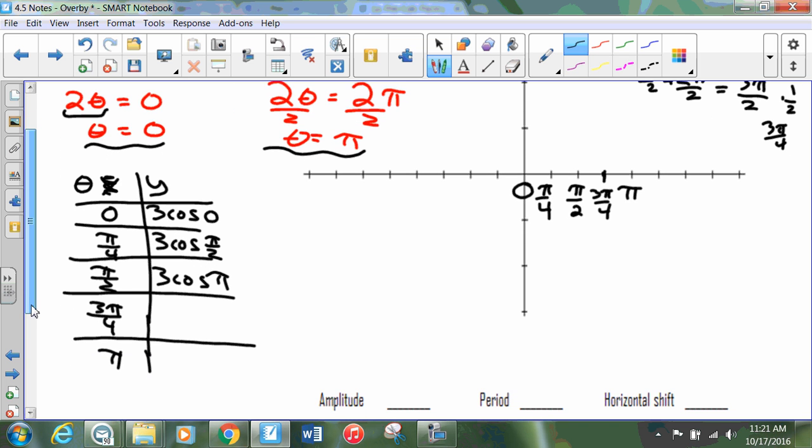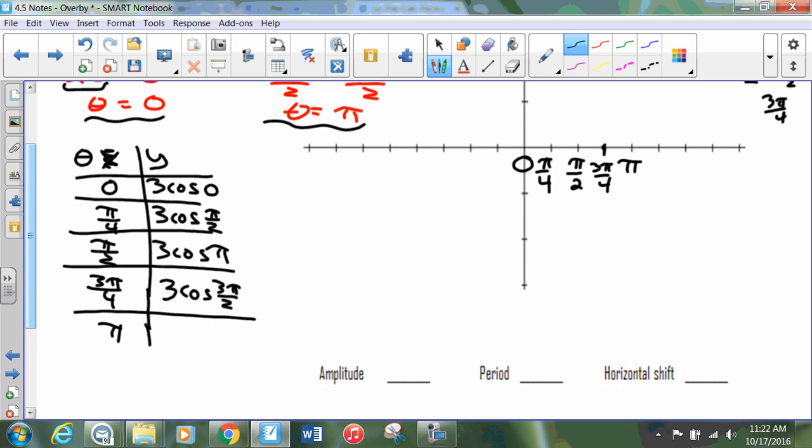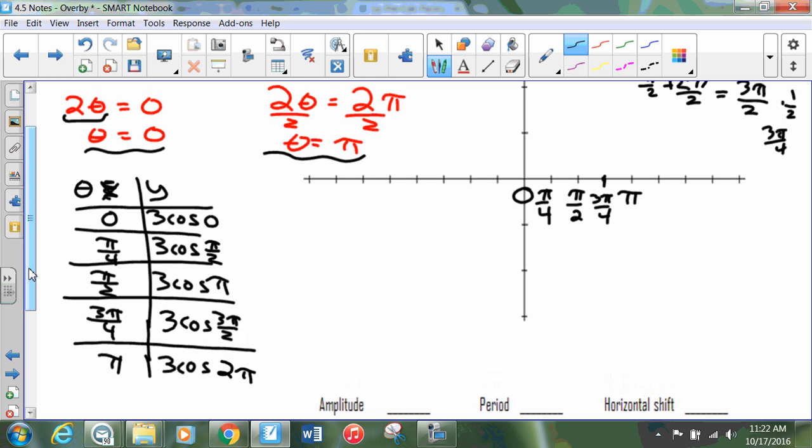So 3 pi over 4, I see the formula says 3 cosine, then it says 2 times 3 pi over 4, 2 times 3 pi over 4. 3 pi over 2. 3 pi over 2, good. And then my last one, I see 3 cosine, and it says 2 theta. Theta is pi, so 2 times pi is 2 pi. Okay, now we're going to figure out what these all equal.